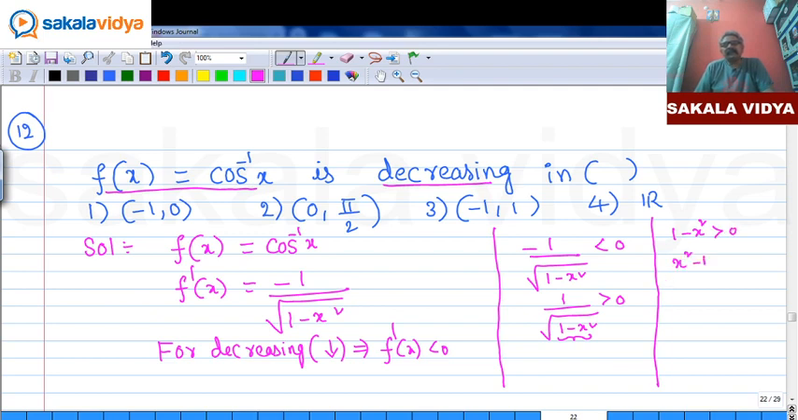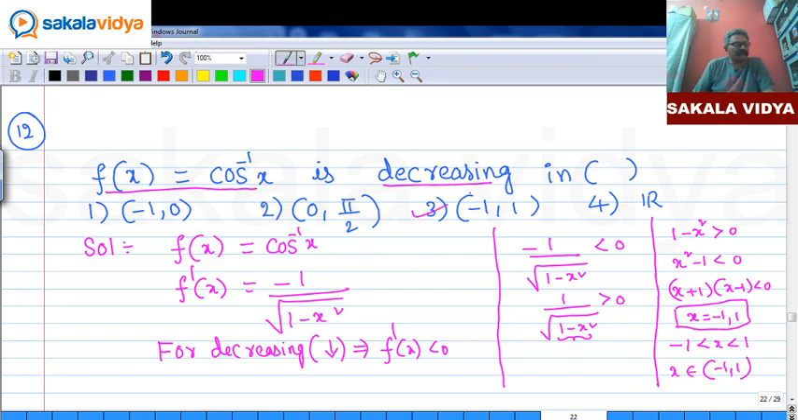That means x square minus 1 less than 0. This we can write x plus 1 into x minus 1 less than 0. Here x values will be minus 1 and 1. X lies between minus 1 comma 1. Minus 1 less than x, x less than 1. Therefore, x belongs to minus 1 comma 1. So, third option is the right option.